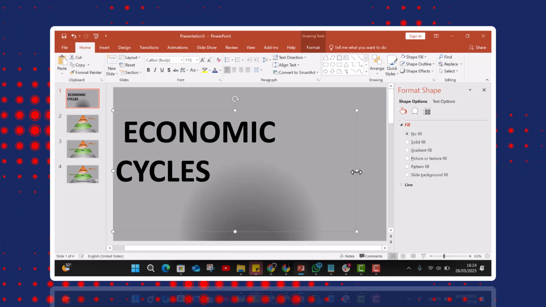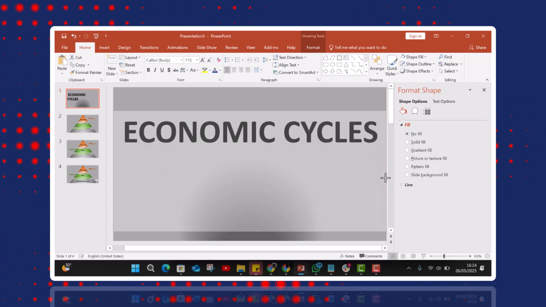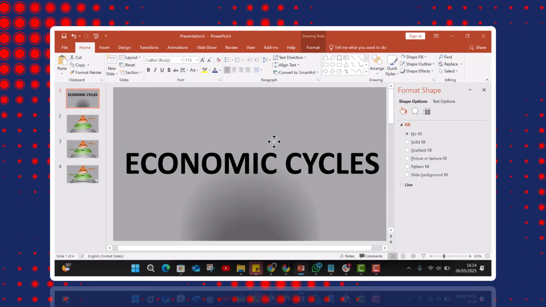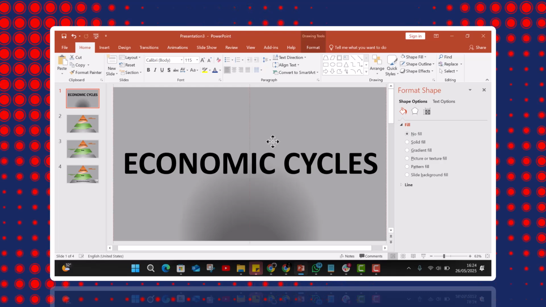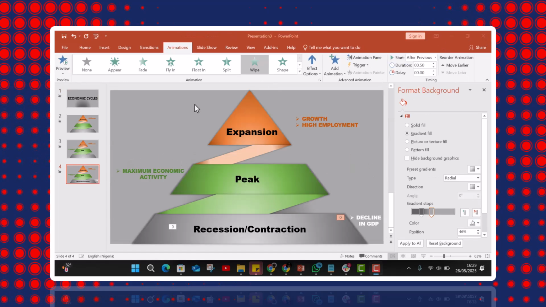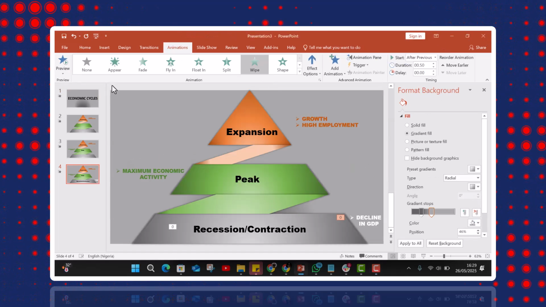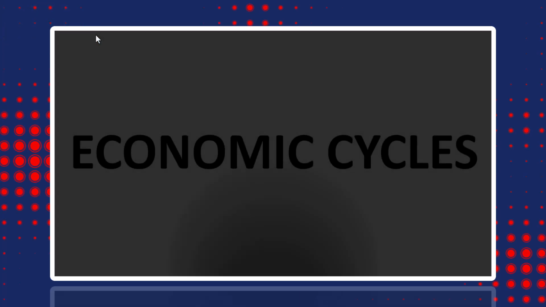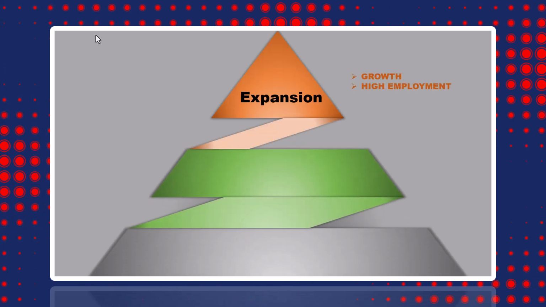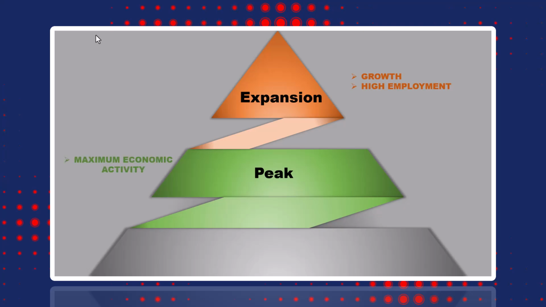Then duplicate the first slide such that you make it empty and come in with your heading. For this tutorial, I call it economic cycles. We have the expansion period, the peak period, and the recession period. After which, just press F5 on your keyboard and voila, this is what you get.